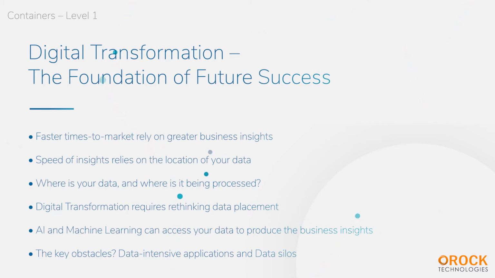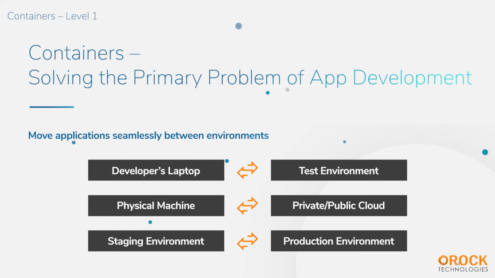By combining these ideas with application transformation and/or modernization, AI and machine learning can access your data to produce the business insights you require. The key obstacles: data-intensive applications and data silos. A modern CI/CD application development method requires the seamless migration of data between environments for economic scalability, not silos. Whether from a laptop to a test environment, a physical machine to a VM in the cloud, or from a staging environment to a production environment.